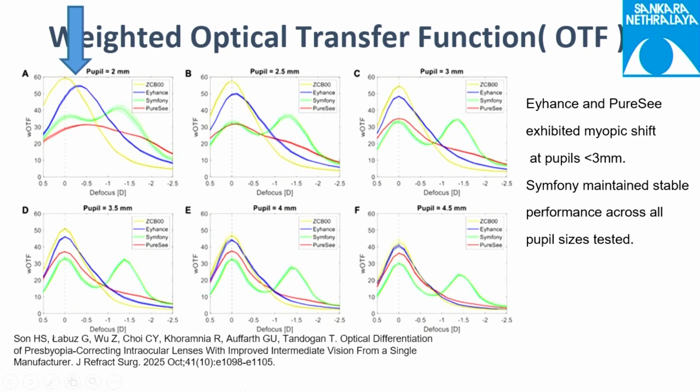And Symphony continues to maintain, it delivers at all pupillary sizes. So what it's showing is Symphony is kind of pupillary size independent. That's what is seen. And these two lenses, Eyehance and Pure C, don't deliver if the pupil is large.